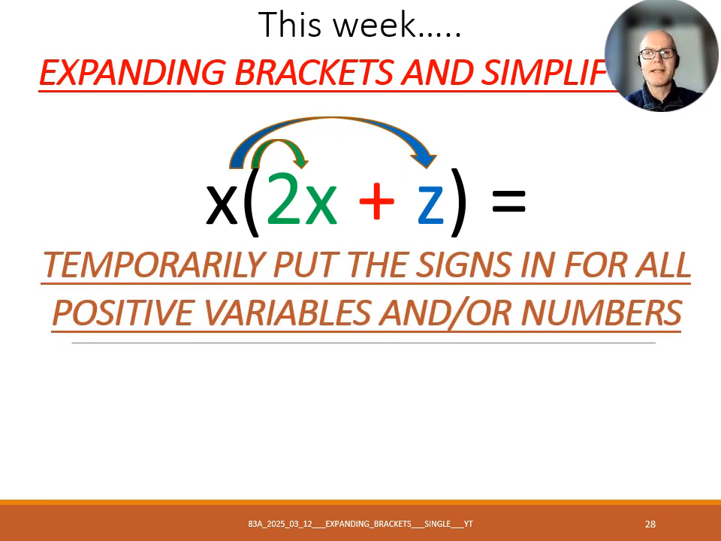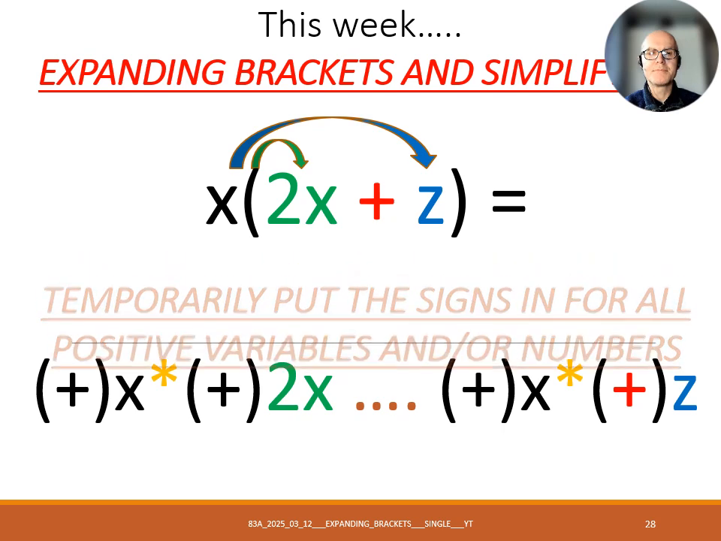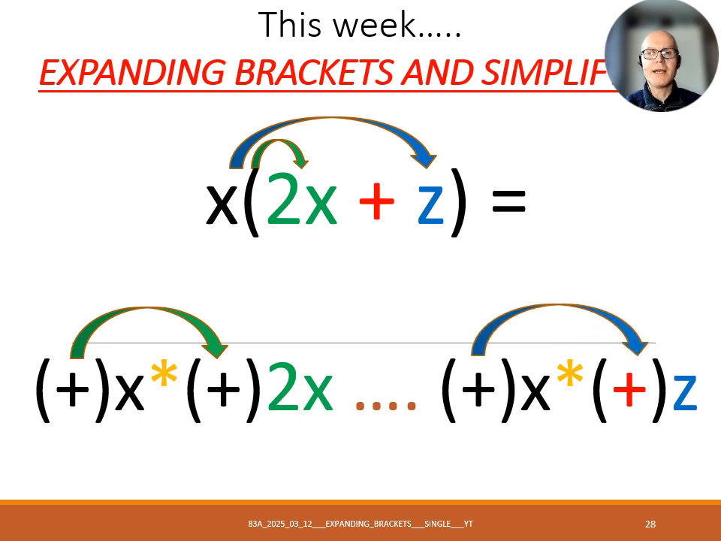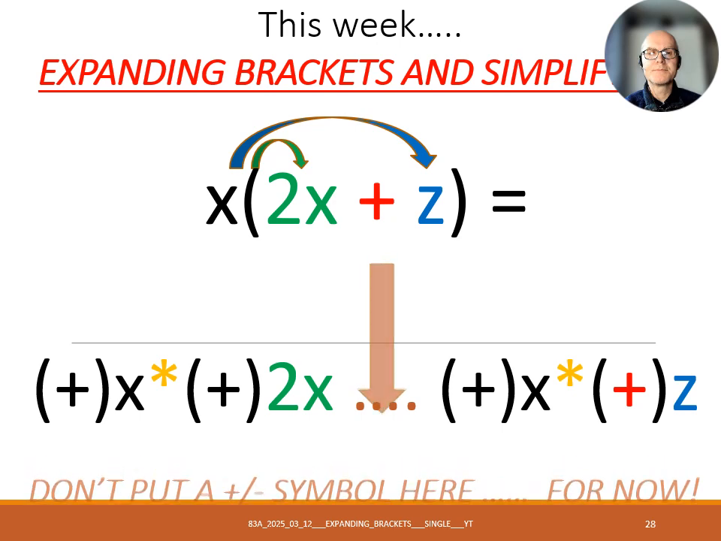Put the positive signs back in. Positive x times positive 2x and positive x times positive z. Here's where the positive comes from for the positive z. Positive x times positive 2x and positive x times positive z. Split it into two chunks.